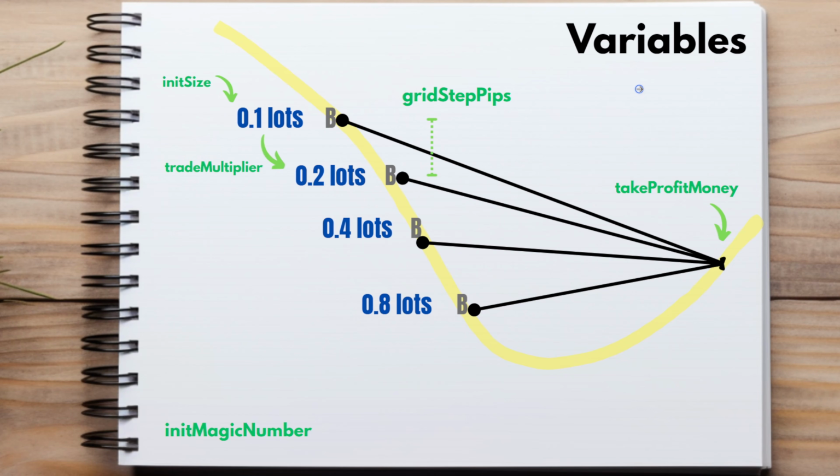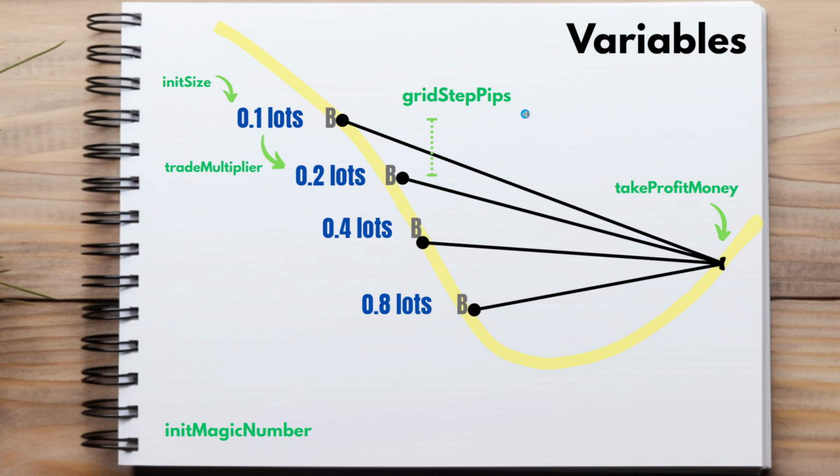So here is the exact same chart again, now with the 5 variables that I need to define. The first one is init size, which tells the expert advisor the lot size that I am starting off with. And in this scenario, I've got it as 0.1 lots. Next, we have the trade multiplier. So from the first trade to subsequent trades, I want this to be set to 200%, 2. So that's the variable called trade multiplier.